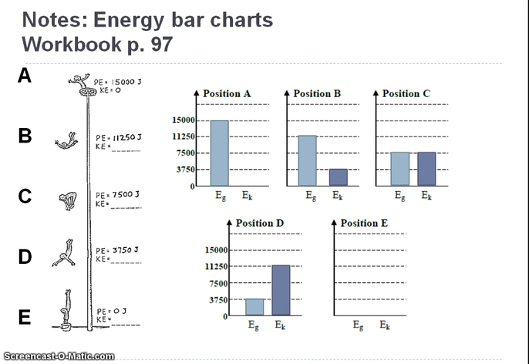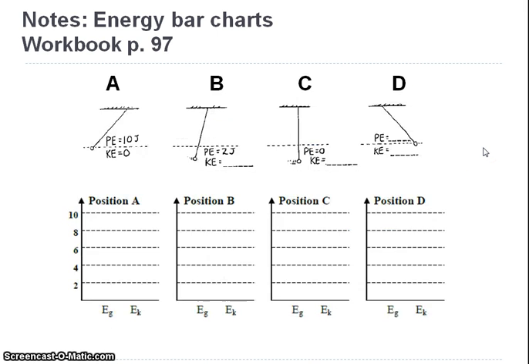And then at position E, all of that potential energy the person started with has now been converted into kinetic energy of 15,000. So you can see again at every position the total energy, if you added up the gravitational potential energy and kinetic energy, stays the same at 15,000 joules. Alright, and then here's another one, the pendulum. So go ahead and pause this video and try this one out on your own too.